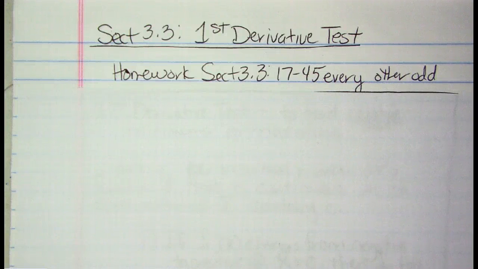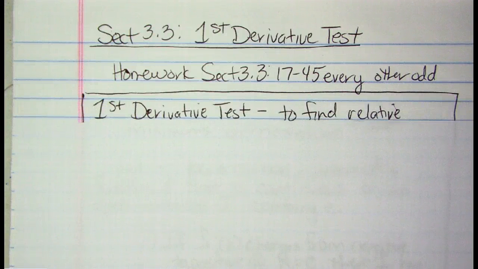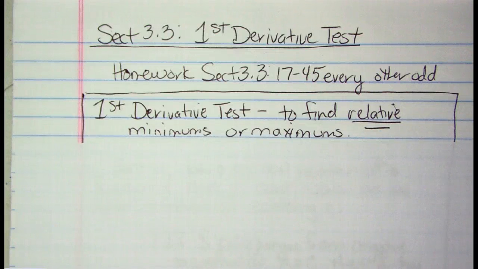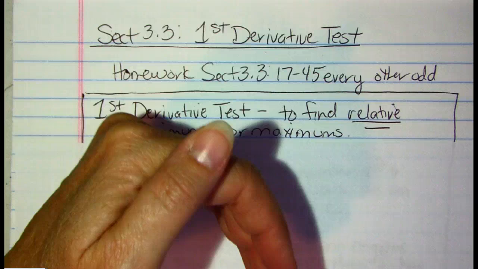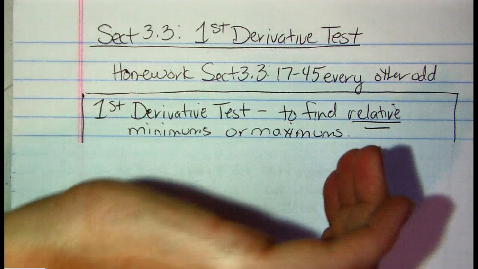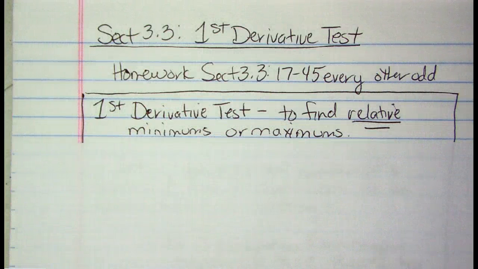So let's look at the first derivative test. The first derivative test is going to allow us to find relative minimums or maximums, not absolute. That's the extreme value theorem, which was back in section 3.1. Now I just want to find the relative mins and maxes, so I'm going to use the first derivative test. And again, a relative min or max is usually where the curve reaches the highest point, maximum, or like a parabola, the minimum.